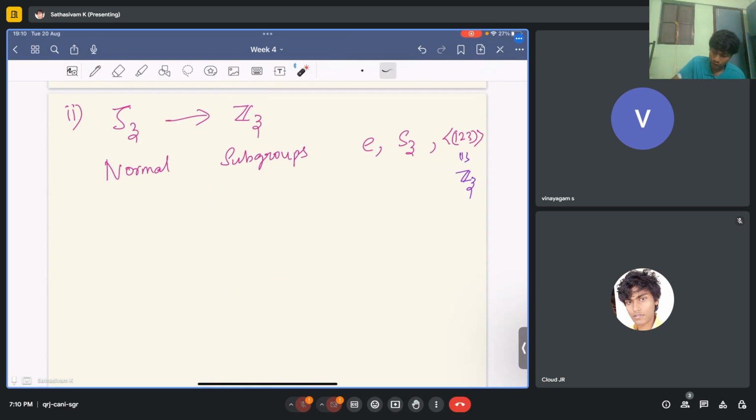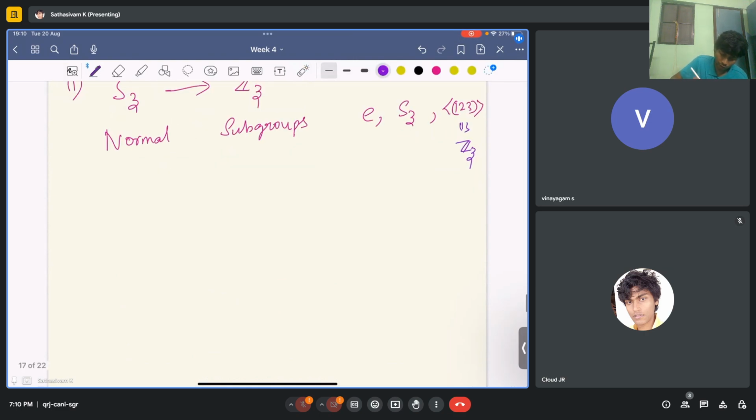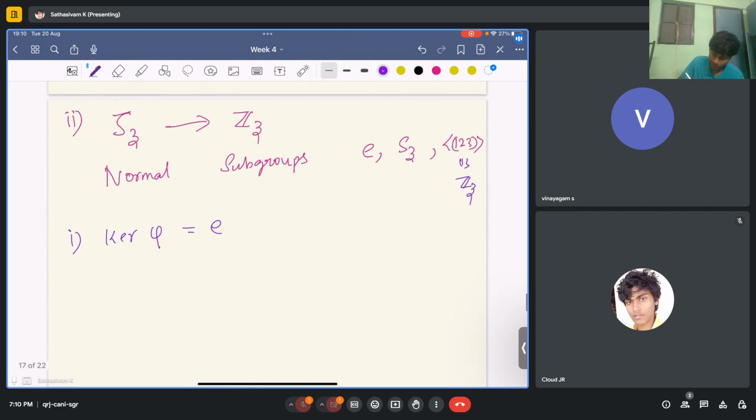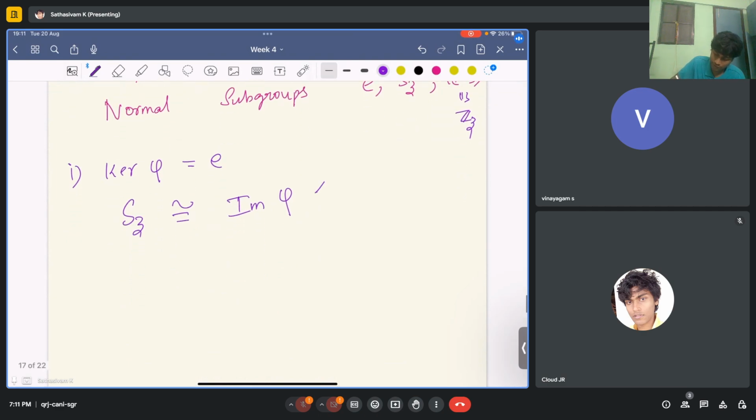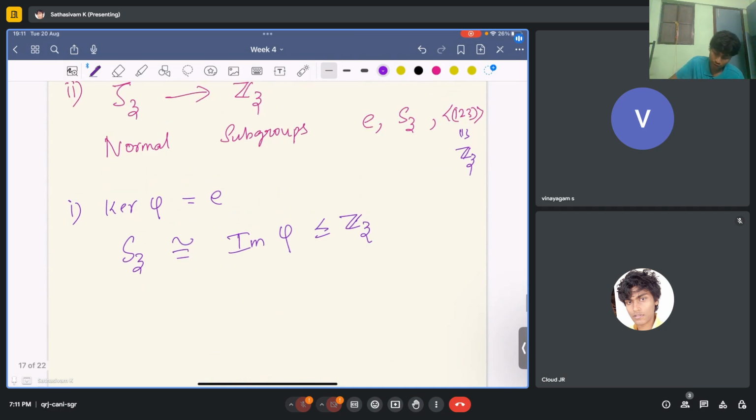Okay, so now we have to compute again. Do the same thing. First, the kernel of phi is the identity. If the kernel of phi is the identity, what do you get? We get S3 is isomorphic to the image of phi, and the image of phi has to be contained inside Z3. Because there is no kernel here, it says that S3 is contained in Z3, which is not possible.